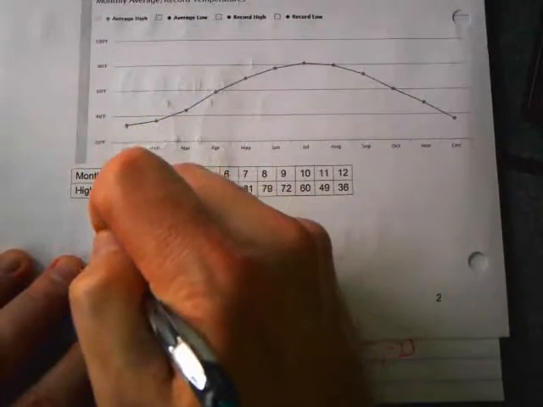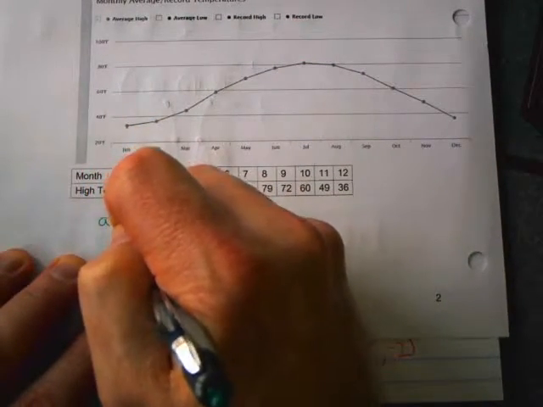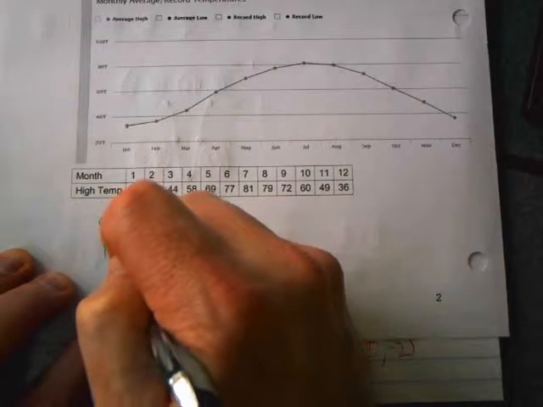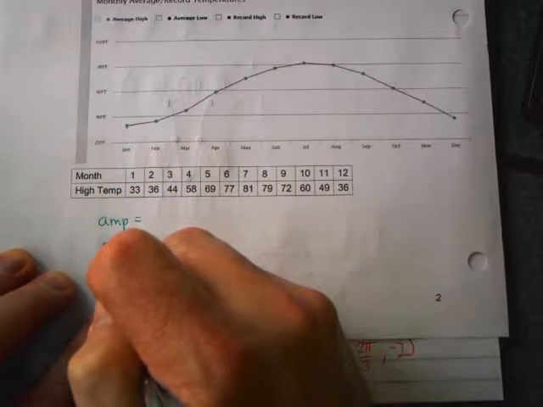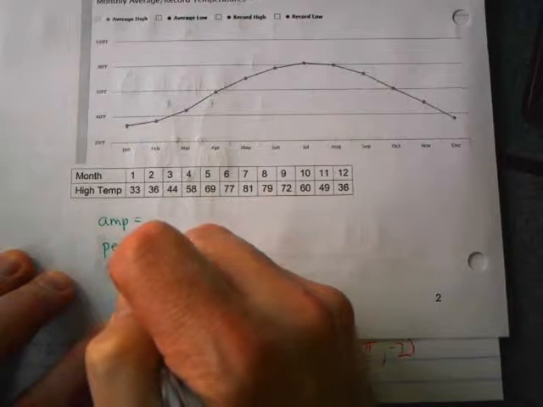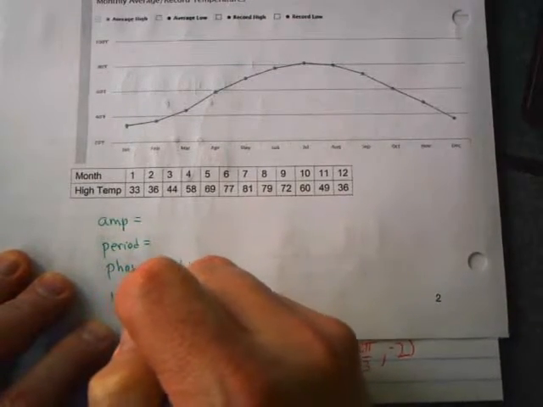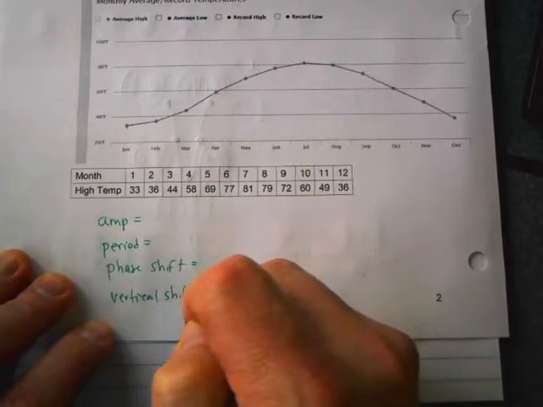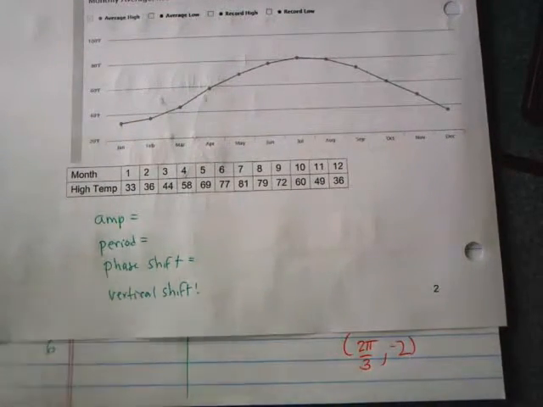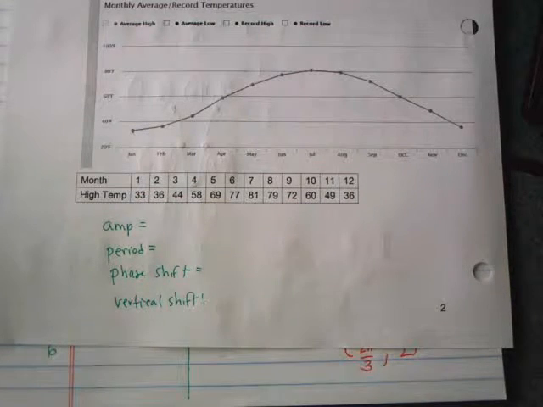All right. Well, so you're absolutely correct. We need to find out the amplitude. We need to find out the period. We need to find out the phase shift. And we need to find out the vertical shift. Can anybody give me any of those numbers? I'll give you a hint. The period's the easiest one.